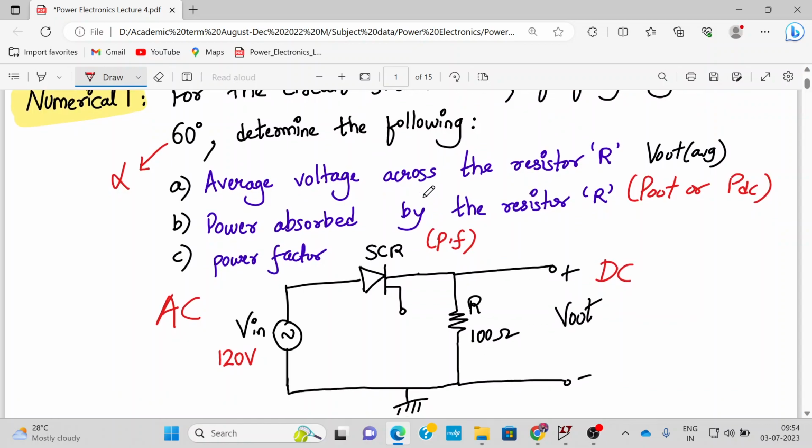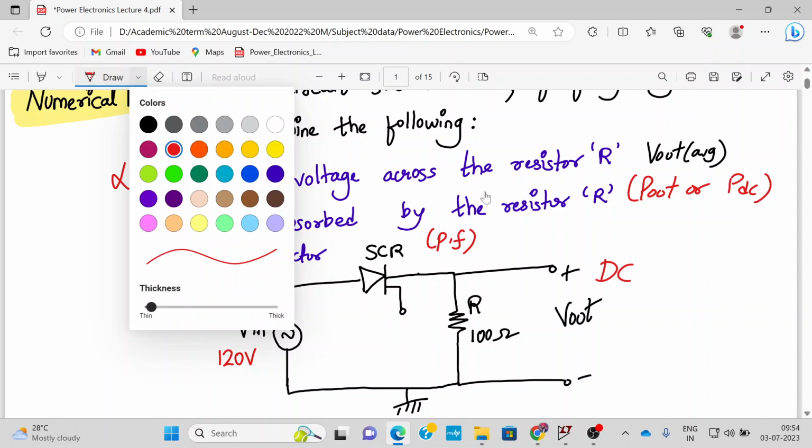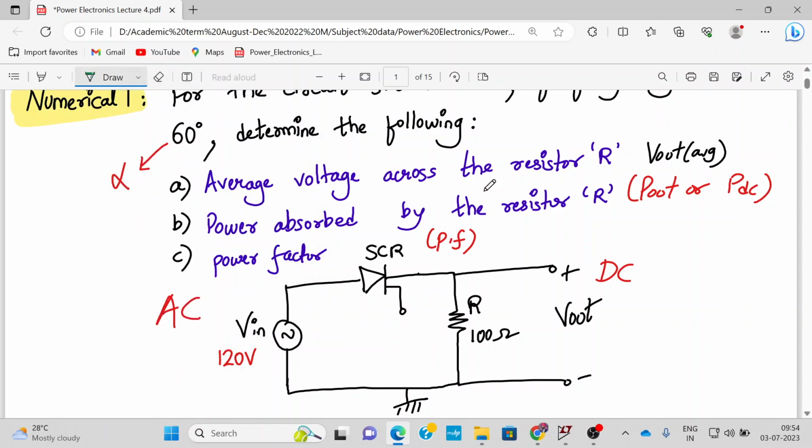The average voltage across the resistor, meaning we have to find V out average, which is also called VDC. Then the power absorbed by the resistor, which will be P out or PDC. And finally we have to find the power factor. So let's analyze the circuitry.